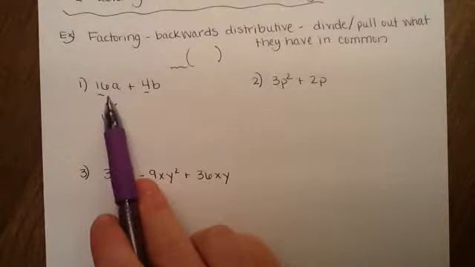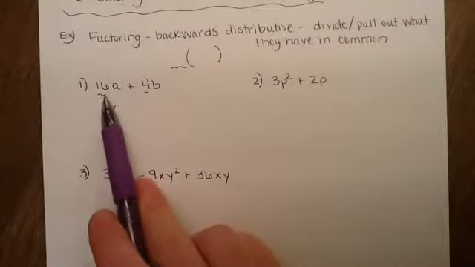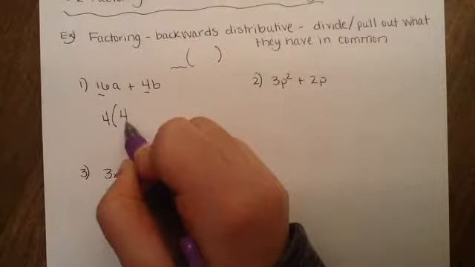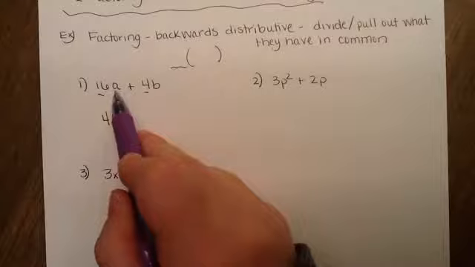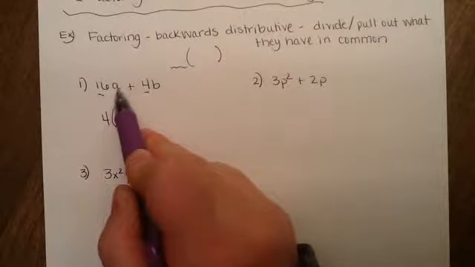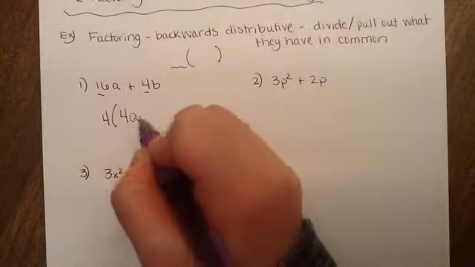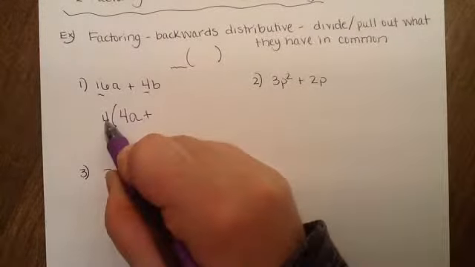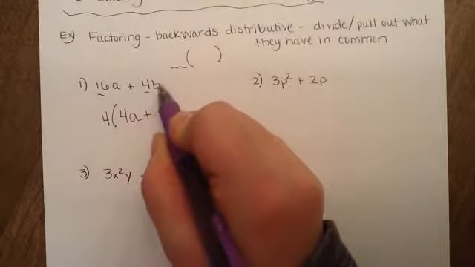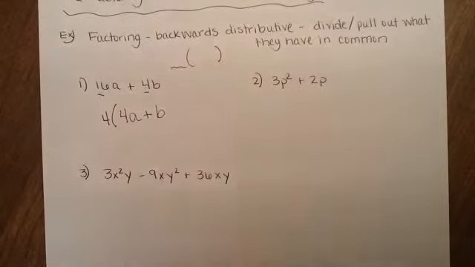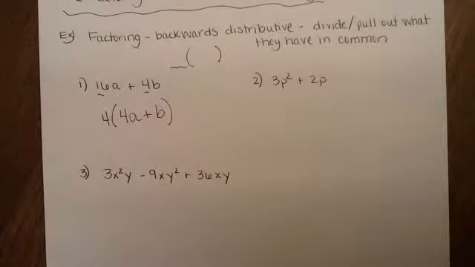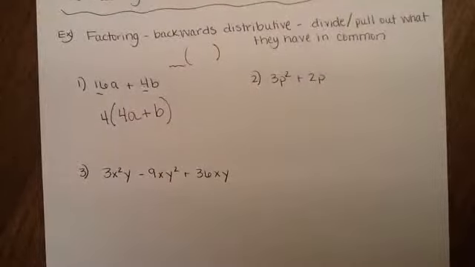Now I'm going to distribute backwards, meaning I'm going to divide. So 16 divided by 4 is 4. All right. And do they both have an A in common? Nope, so I have to leave the A. Plus 4 divided by 4, 1, and the B. So you can put 1 or 1B. So take out what they both have in common.